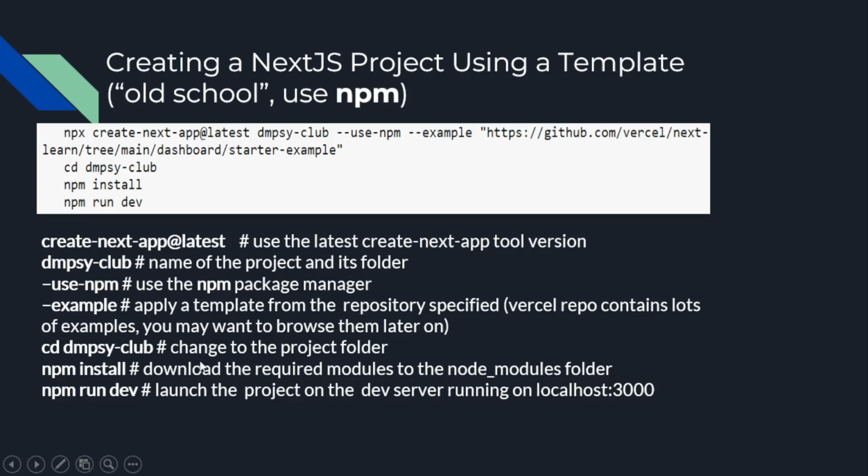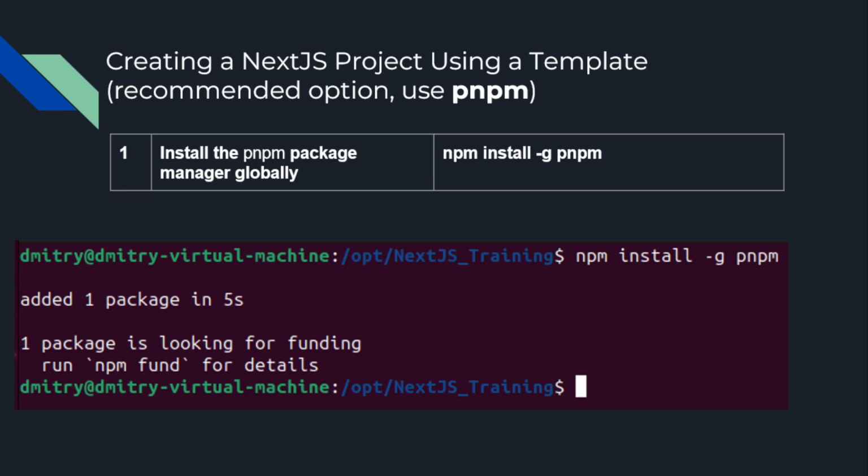So what's next? We change direction to the project folder. We perform npm install to install the standard required modules to the node modules folder. And then npm run dev to launch the Dempsey Club project on the dev server running on localhost 3000. That's pretty easy, and that's pretty standard. But what's new?